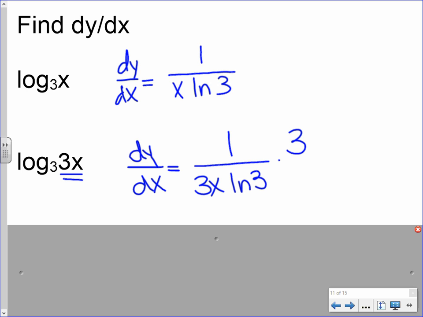So why do you have to use the chain rule for that part? Because we don't have just x inside, we have 3x. So it's not like a compound, or you use the chain rule. Because 3x is inside of our function. So we take the derivative, keeping 3x inside, and then multiply by the derivative of 3x.